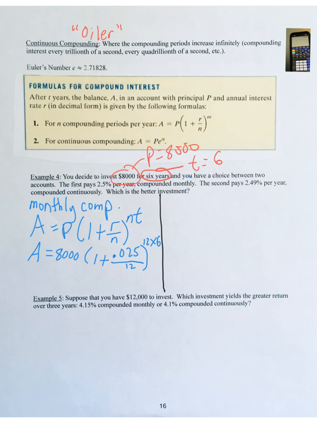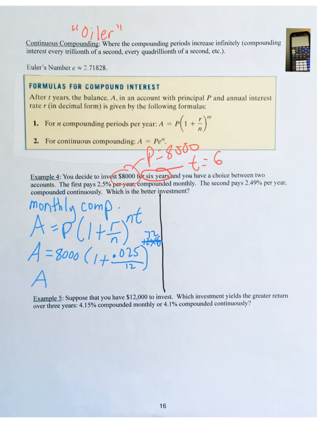All right, as usual, I would recommend doing the exponent first, although you don't have to. So I'm going to do the 12 times the 6, which is 72 as my exponent. So go ahead and type in 8,000 left parenthesis 1 plus 0.025 divided by 12, close the parenthesis, exponent button, don't forget the exponent button, 72, into your calculator and see what you get.